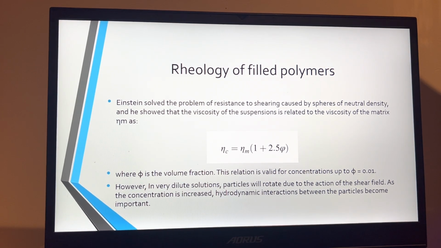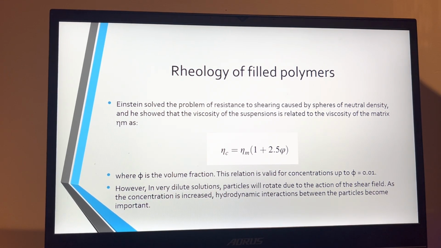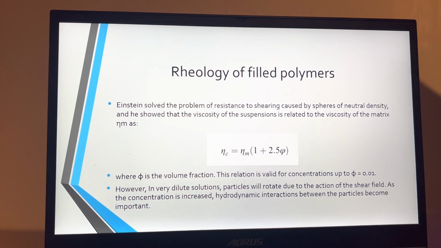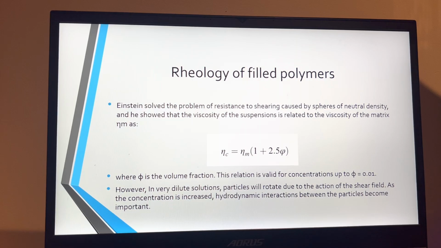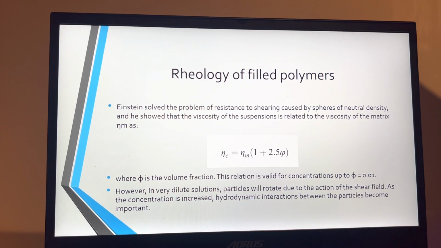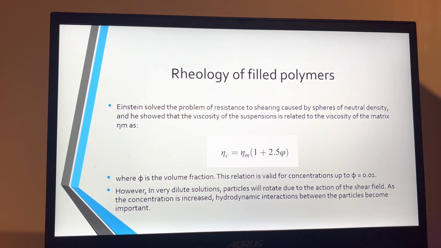Einstein resolved the problem of resistance to shearing caused by spheres of neutral density, and he showed that the viscosity of the suspension is related to the viscosity of the matrix. And this is the model, or the equation, where theta is the volume fraction. This relation is valid for concentration fractions of 0.01 or below.